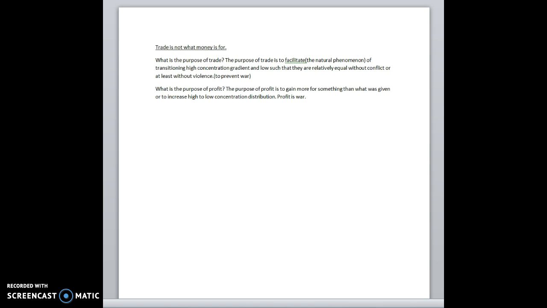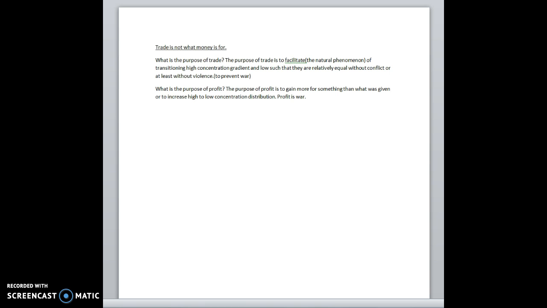Now, what's my point? The next paragraph: what's the purpose of profit? The purpose of profit is to gain more for something than what was given, or to increase high to low concentration distribution. In other words, the rich get richer and the poor get poorer. That is the purpose of profit. Profit is war. Profit is about getting more for something than you gave, getting more for it than what it's worth. That's the fundamental concept behind profit.